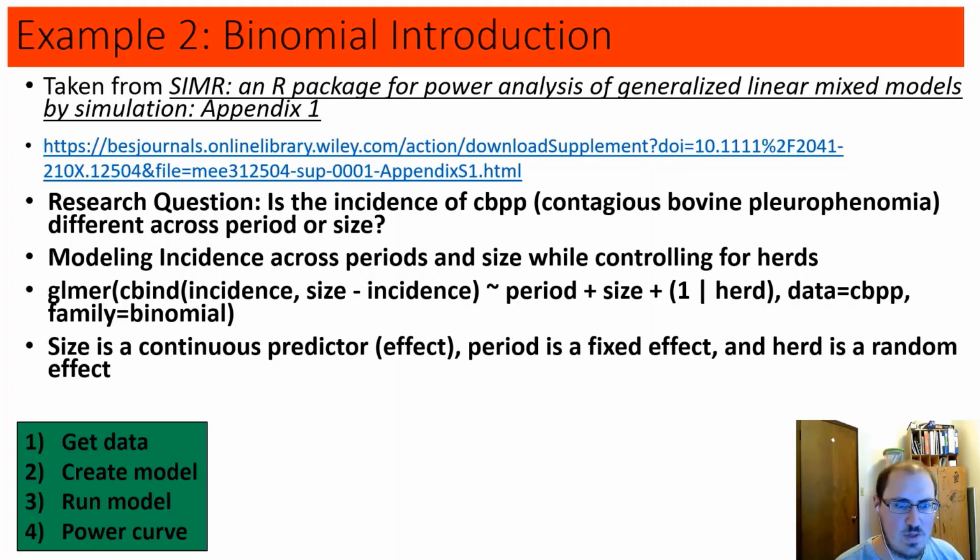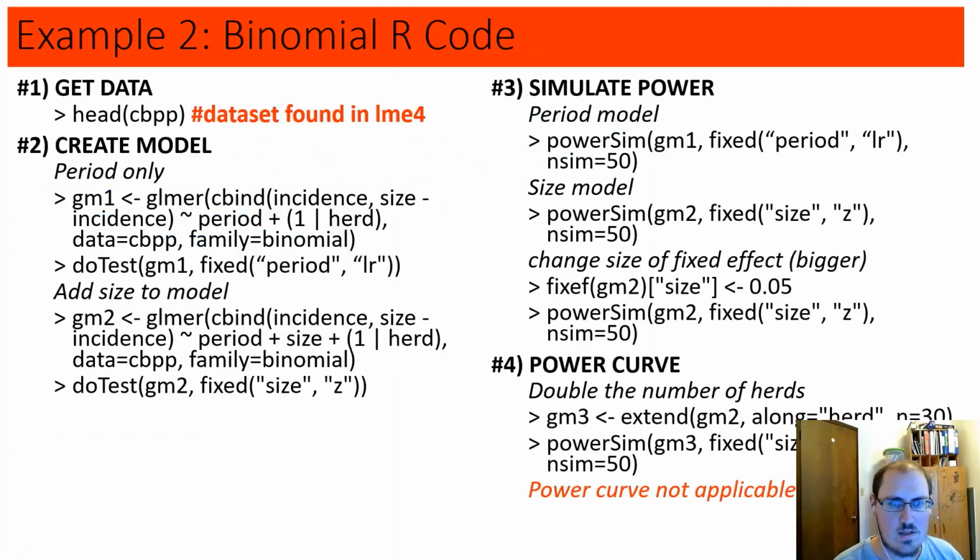So size will be a continuous predictor effect. Period is going to be a fixed effect. And then herd is a random effect. So again, get data, create model, run model, and power curve. Here is the R code. So now we will cut to our studio again to take a look at it in action.